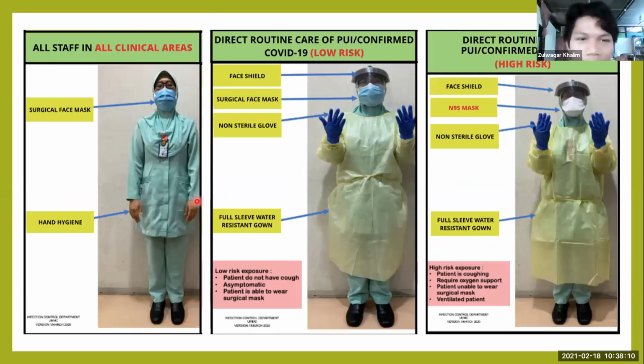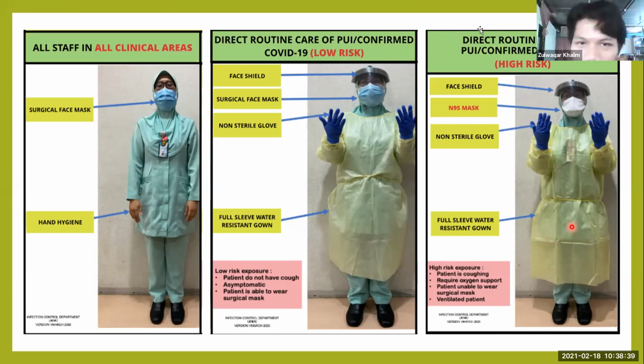What kind of PPE should be worn for all staff in all areas: surgical mask and hand hygiene. For direct routine care of low-risk COVID, facial surgical mask, non-sterile gloves, and gown. For high-risk COVID-19, face shield, N95 mask, non-sterile gloves, and gown.